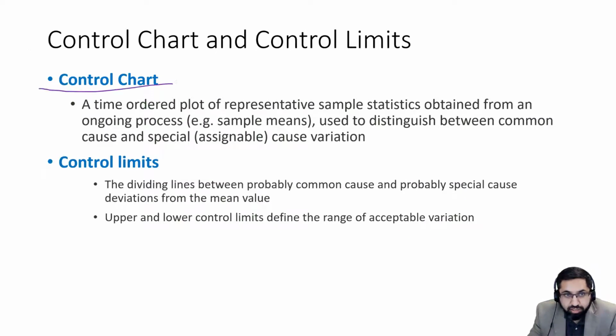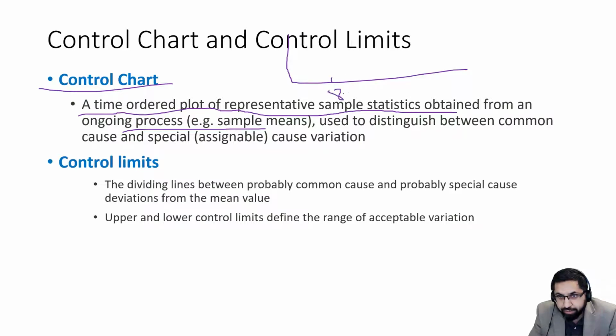So control chart: once we know how to compute sample statistics, we're going to make a control chart. A control chart is a time-ordered plot of sample statistics obtained from an ongoing process. So let's say we have this bag filling machine which fills coffee bags. Every hour we go and we sample 5 bags or 10 bags. We find the sample average, the sample standard deviation, the sample range, and we plot these values on a graph. So you may have a graph like this.